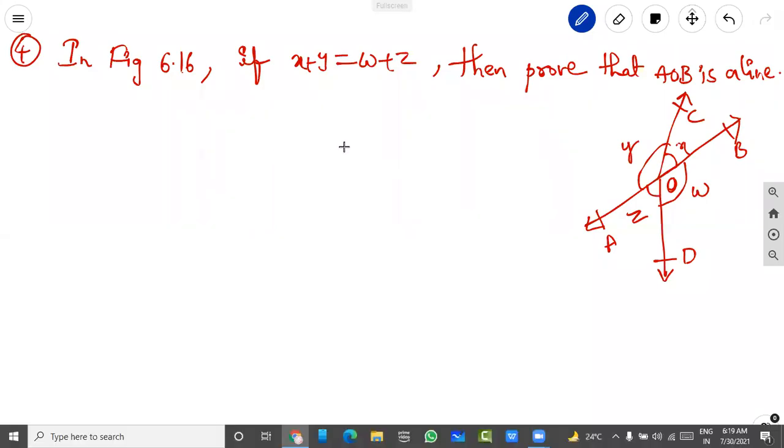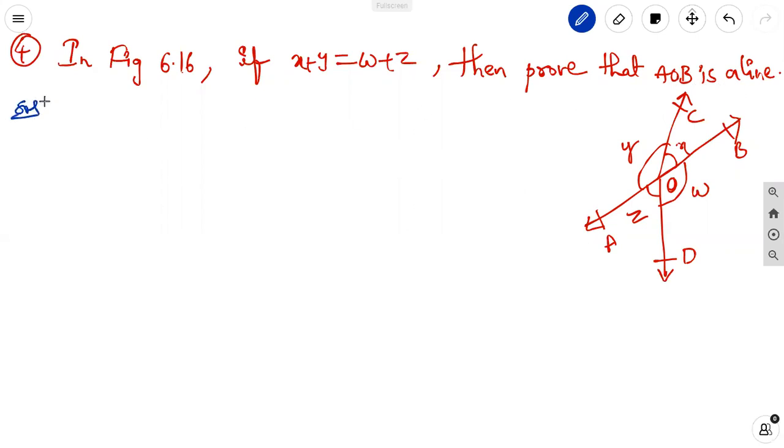In figure 6.16, if x plus y is equal to w plus z, then prove that AOB is a line. Okay. From the figure, what they have given is that x plus y equal to w plus z. Let it be equation 1.